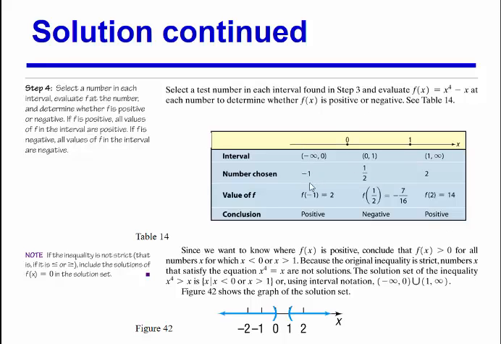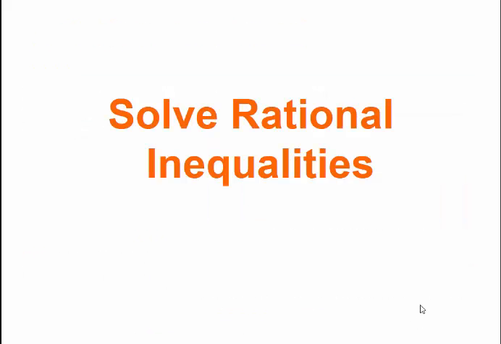So when we choose a test point, it's either positive or negative for every single value within the interval. Now, same thing here. It's negative for every single value in the interval of 0 to 1. So therefore, we don't choose this because we only want where the function is greater than 0.